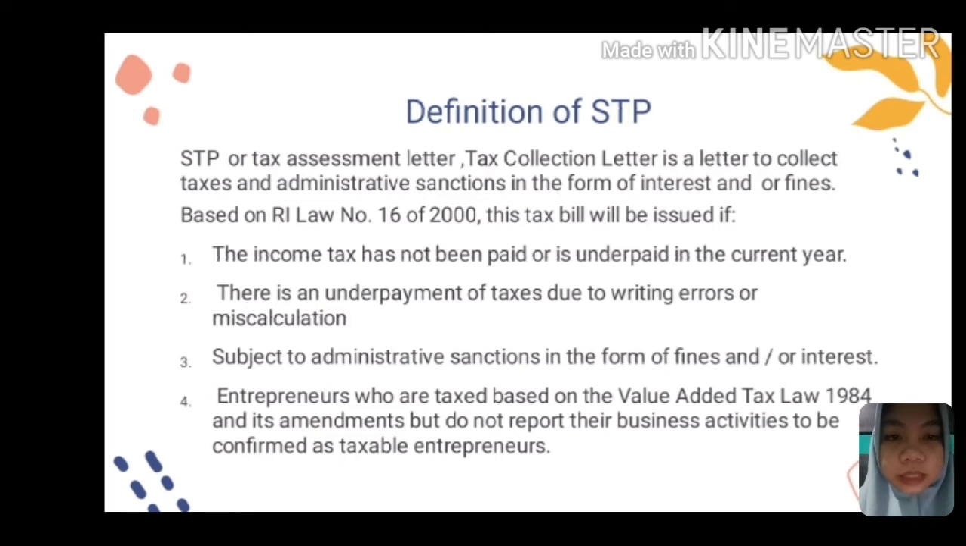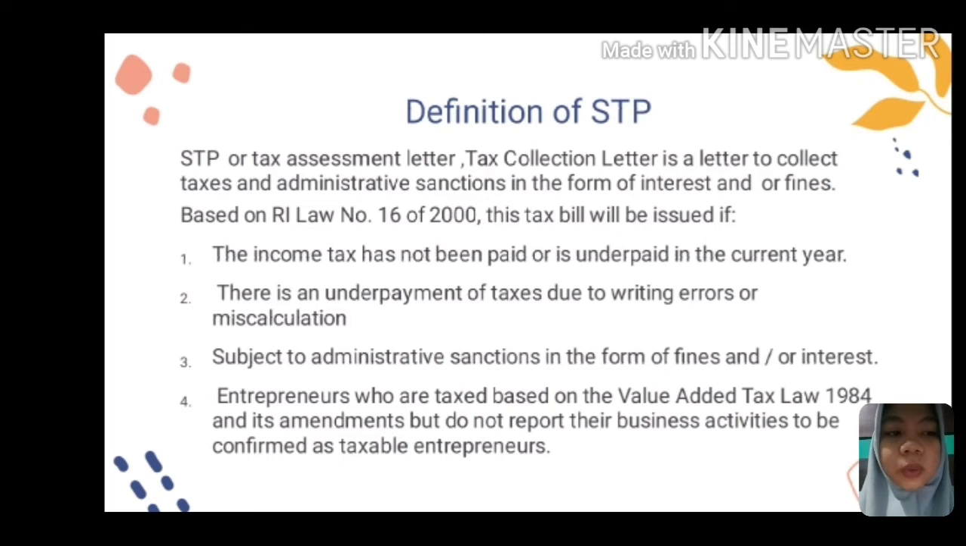STP or tax assessment letter is a letter to collect taxes and administrative sanction in the form of interest and fine. Based on Law number 16 of 2000, it will be issued if: first, the income tax has not been paid or is underpaid in the current year. Second, there is an underpayment of taxes due to writing error or miscalculation. Third, subject to administrative sanction in the form of fine and interest.